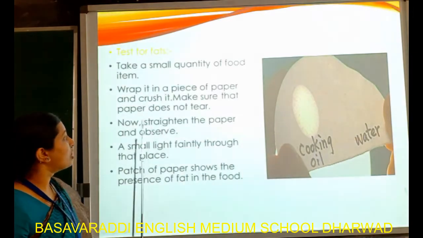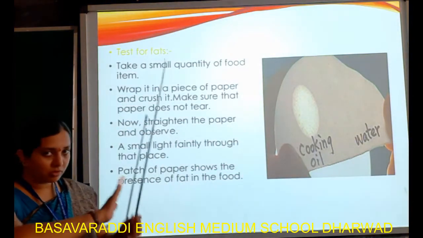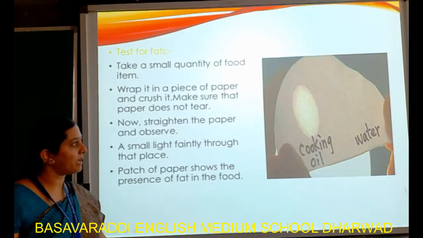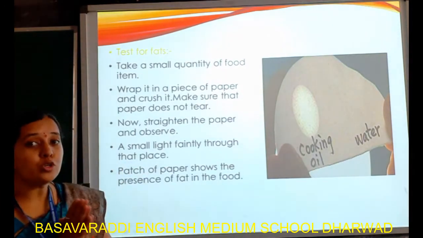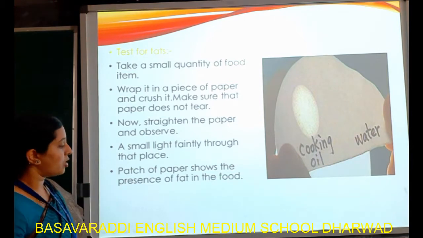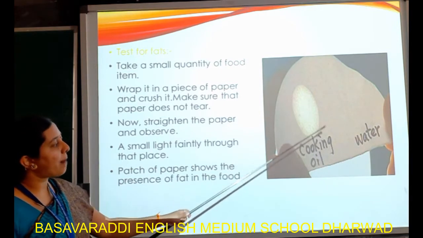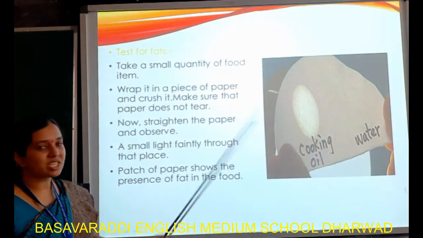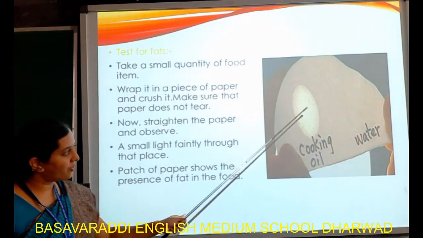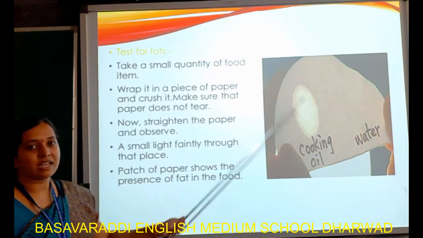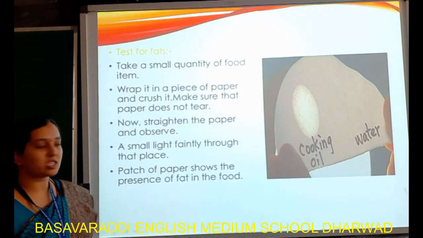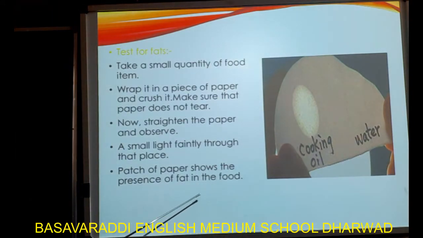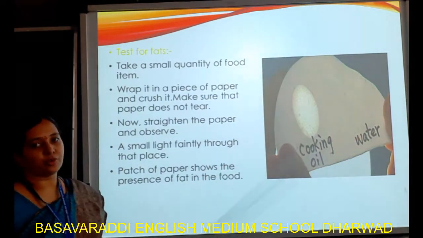Now straighten the paper and observe. Open the folds of your paper and observe. What do you see? You will be able to see a patch like this, from where the light is able to pass through. The patch on the paper shows the presence of fat in the food.